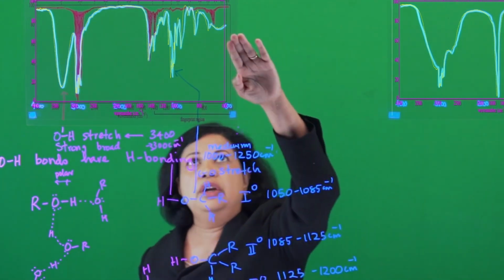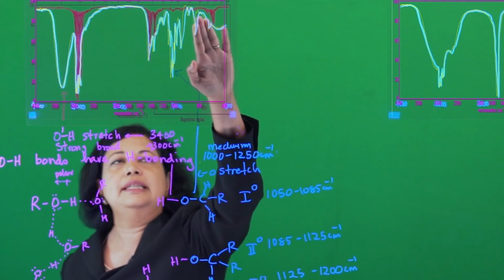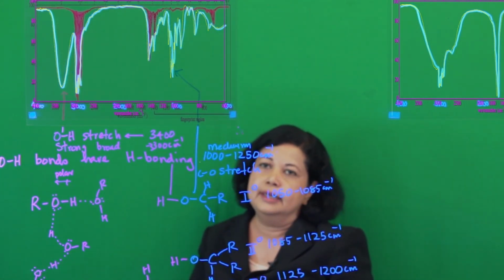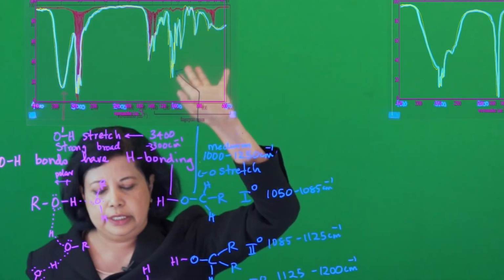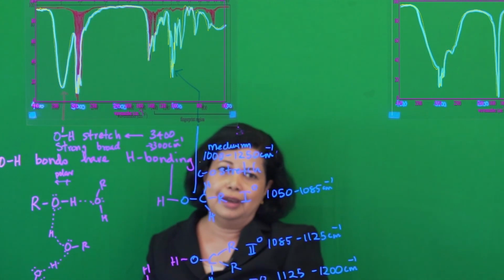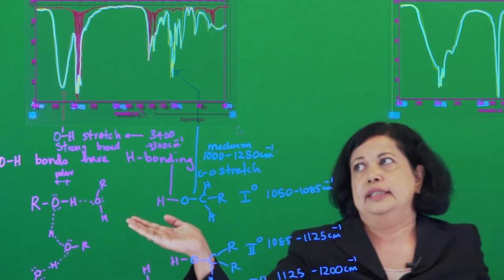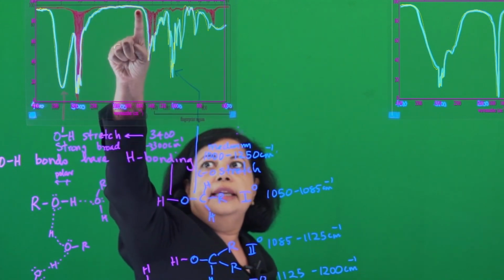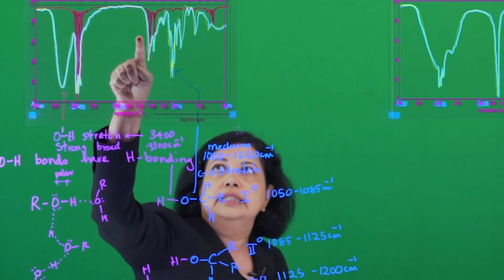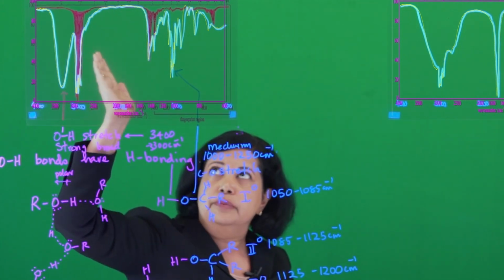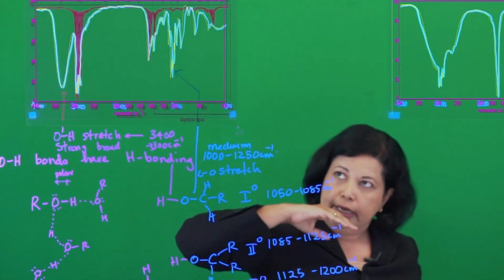Now, over here, it's hard to tell what these are. I mean, they're probably OH out-of-plane bending in here, and so on, but we don't usually use that to identify the functional group. This is a saturated alcohol because we don't see any absorption at around 1600 for double bonds or 2200 for triple bonds. So we know it's a saturated alcohol.